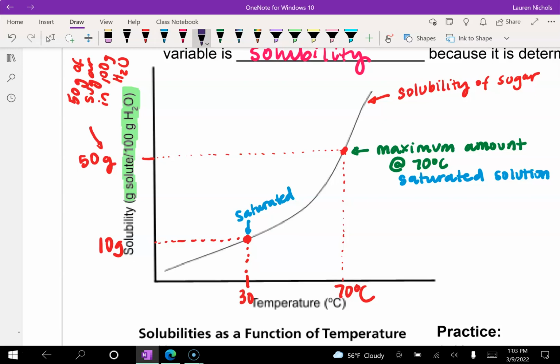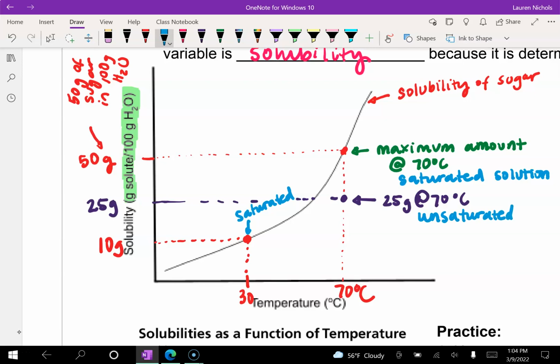Now, let's say what if you still have 70 degrees, but instead you've got this point here. Let's say you're at about 25 grams. This point, so 25 grams at 70 degrees Celsius, would give us an unsaturated solution because that is less than the maximum. Okay, so that means it's capable of dissolving about 25 more grams to get up to 50.